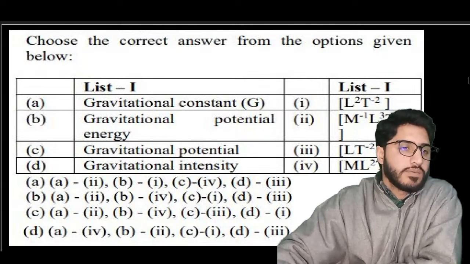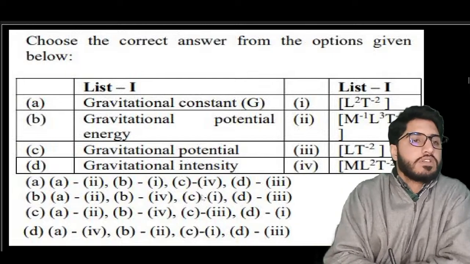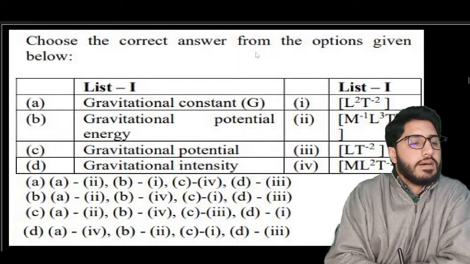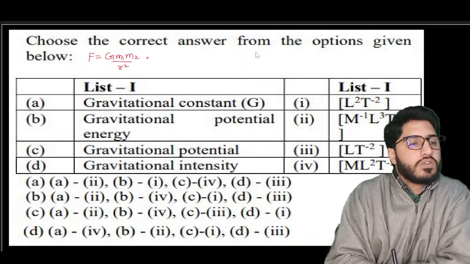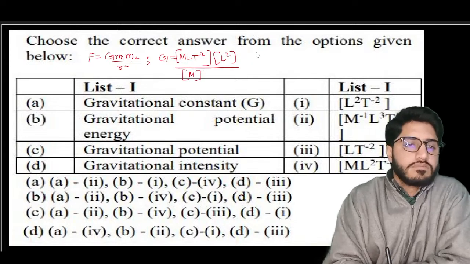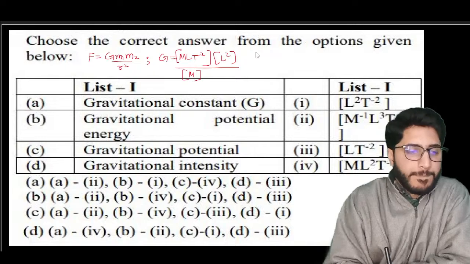Look, first of all, we have gravitational constant G. So can I write here, F is equals to G m1 m2 by r square. So therefore I can write G equals to F times r square by m square. What is F? It is mLT minus 2. Then we have r square, that means it is L square, whole divided by mass square, right? Clear?